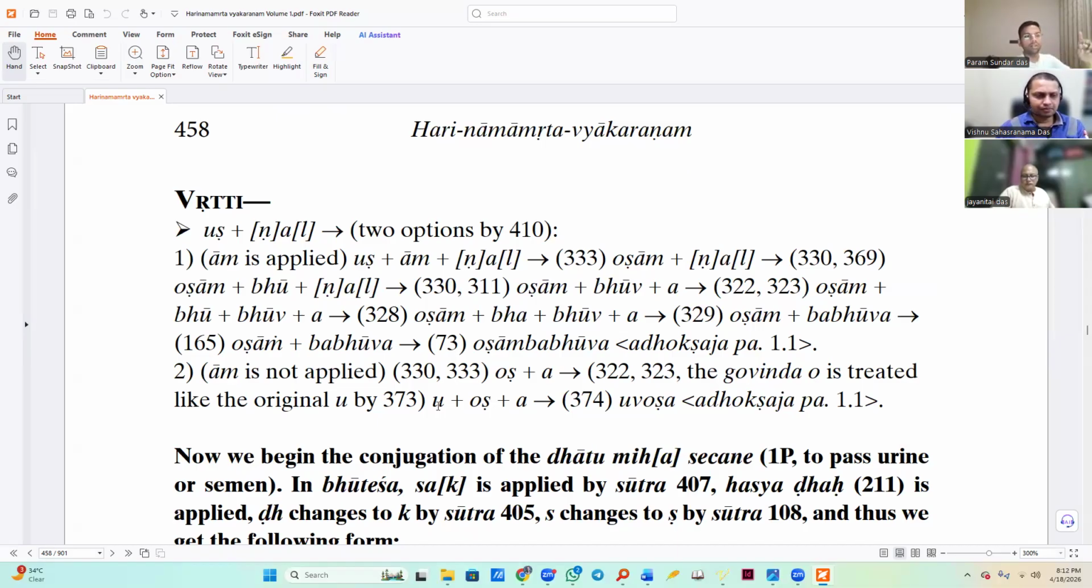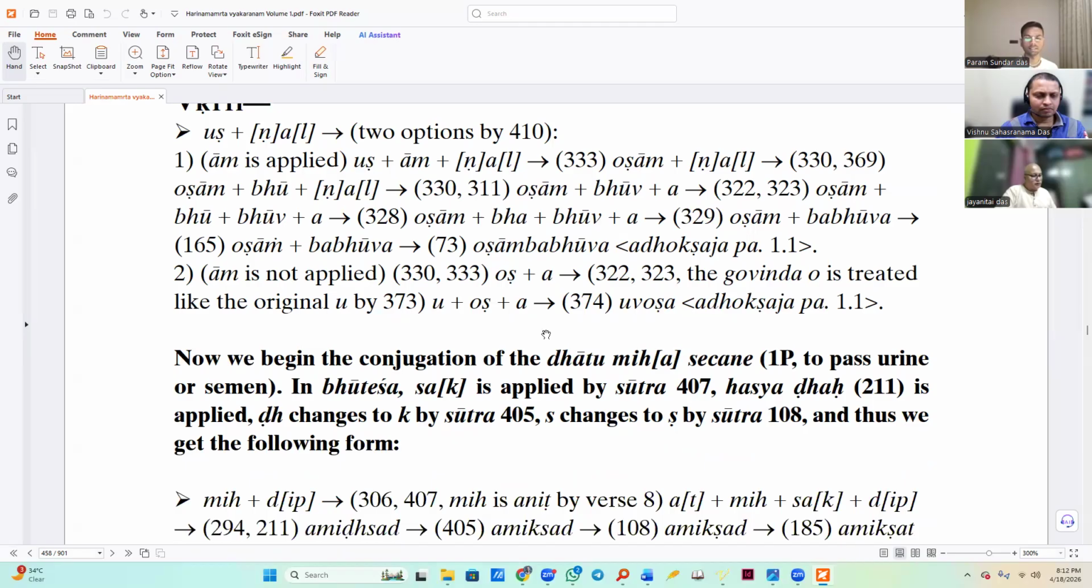Actually, that is the rule only by which we get uvacha and all also. You know, Arjuna uvacha and also uvosha, uvaha. The rest is the same.